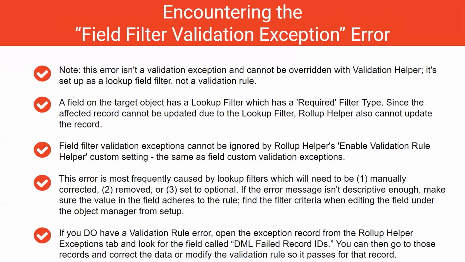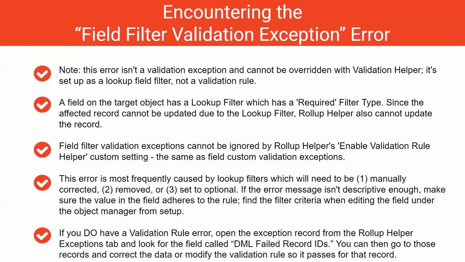Field filter validation exceptions cannot be ignored by Rollup Helper's Enable Validation Rule Helper custom setting, the same as custom validation exceptions. This error is most frequently caused by lookup filters, which need to be either manually corrected, removed, or set to optional. If the error message isn't descriptive enough, make sure the value in the field adheres to the rule. Find the filter criteria when editing the field under the Object Manager from Setup.